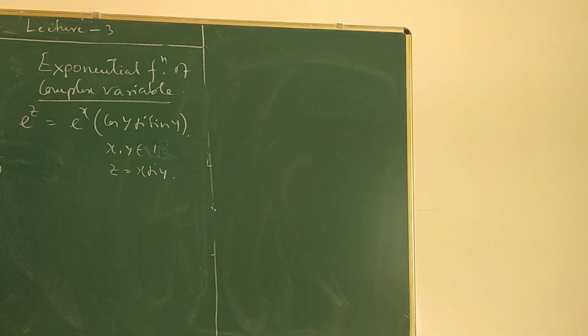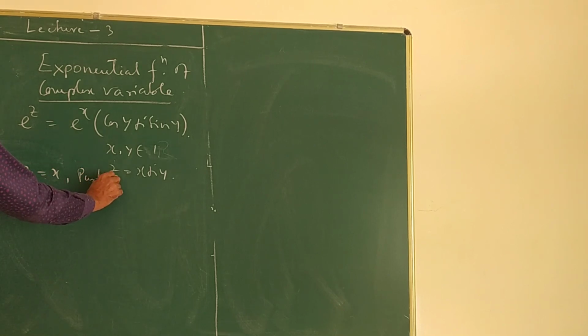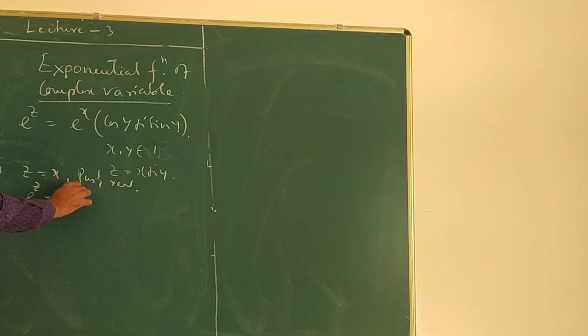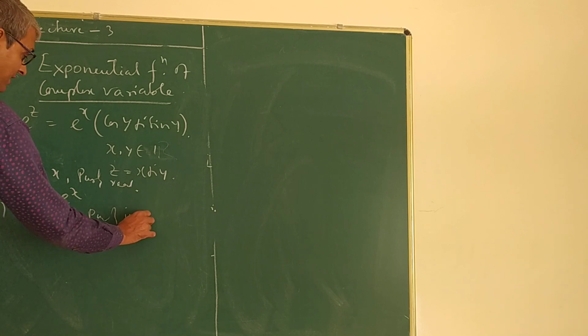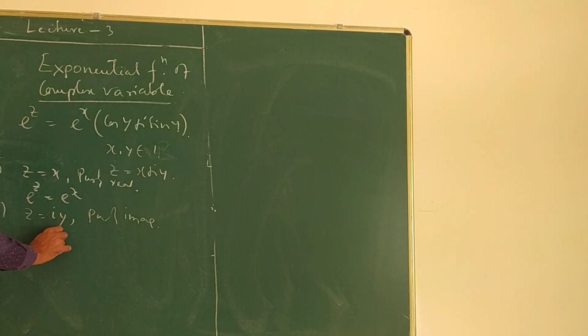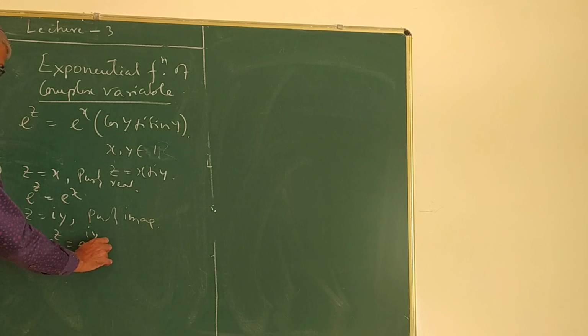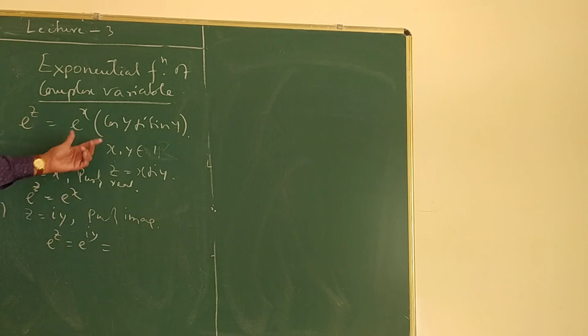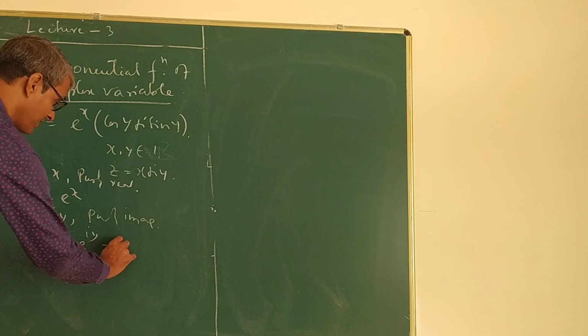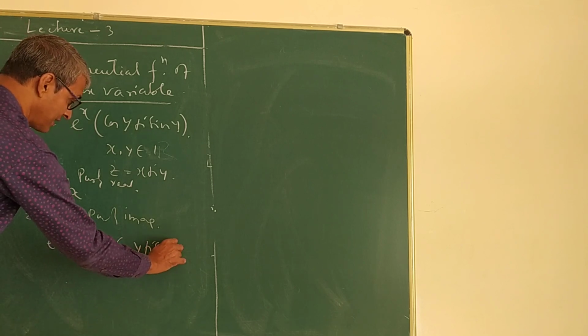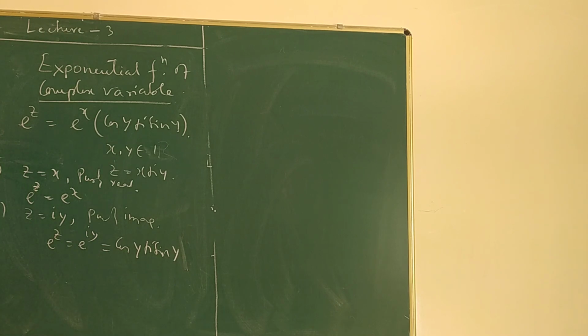Now we have some special cases. Say z is equal to x, that is purely real. Then e to the power z will be e to the power x. Similarly, if z is iy, purely imaginary, then e to the power z is equal to e to the power iy. Since x is 0 here, it is cos y plus i sin y. This is the case when z is purely imaginary.